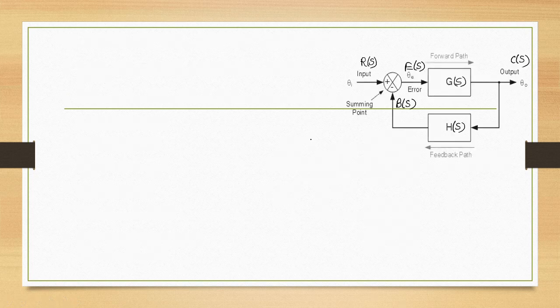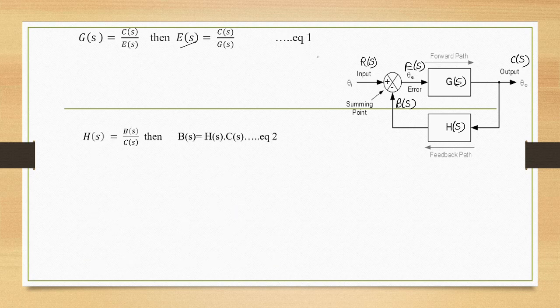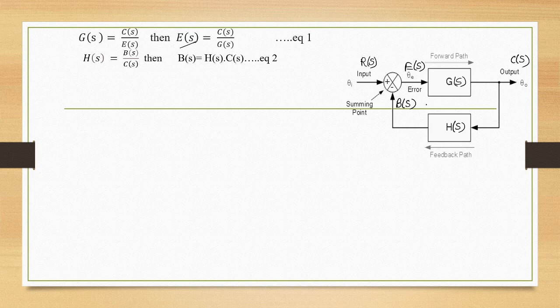Now, by using this diagram, we write down G of S equal to output upon input. Therefore, C of S upon E of S. This is the equation. From this, we find out the value of C of S, which is given by equation 1. Now, secondly, H of S equal to output upon input, B of S upon C of S. From this, we find out the value of B of S, which gives equation number 2.